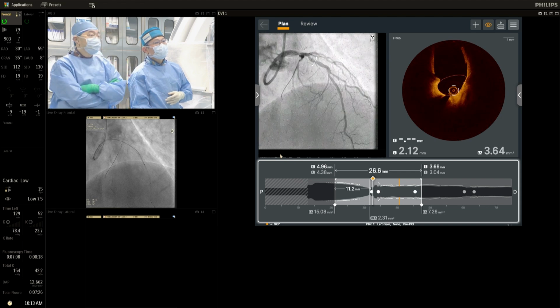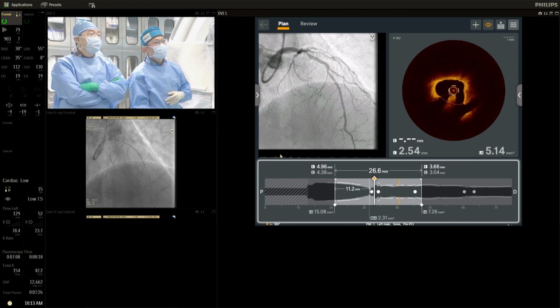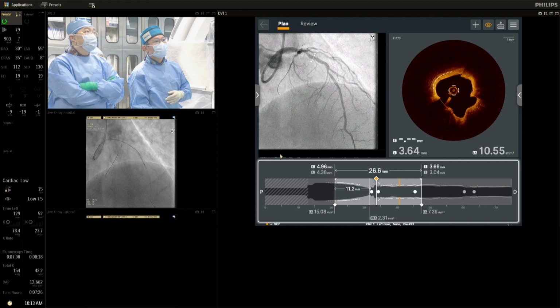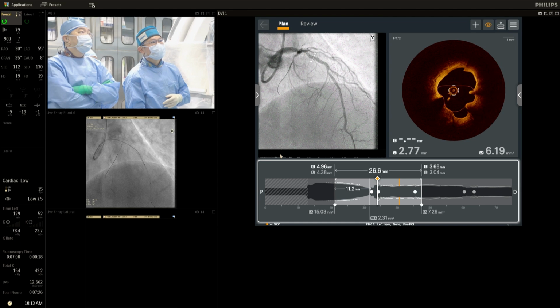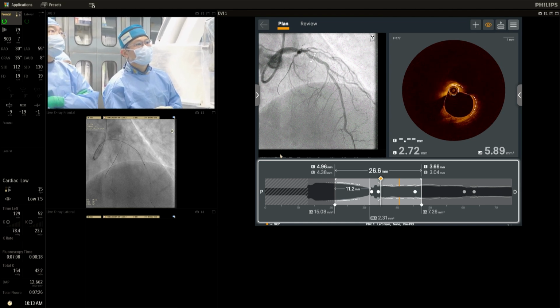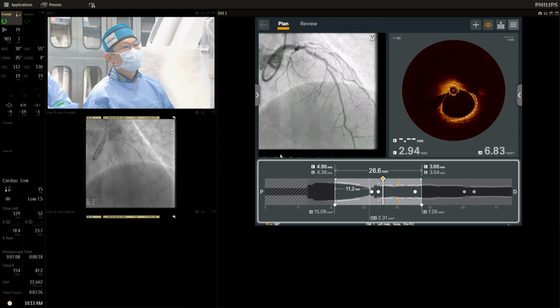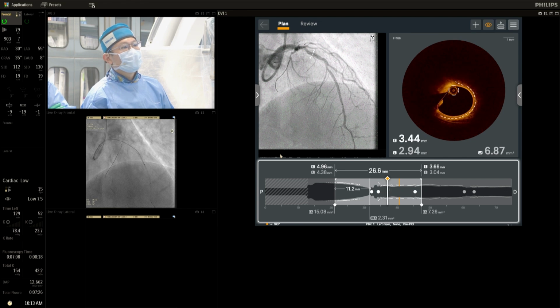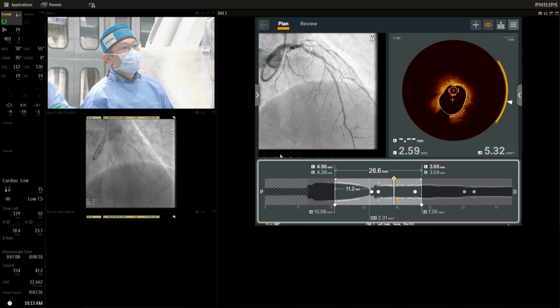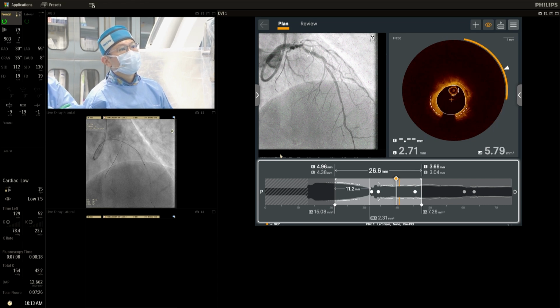So that was the circ. Now we're in the LAD, and that third branch that we were wondering whether it was a ramus is probably a high diagonal. There it is going off in the 12 to 1 o'clock position. This is the proximal LAD. Again, not a lot of calcium here, and mostly fibrous tissue, and maybe some thin calcification on OCT.